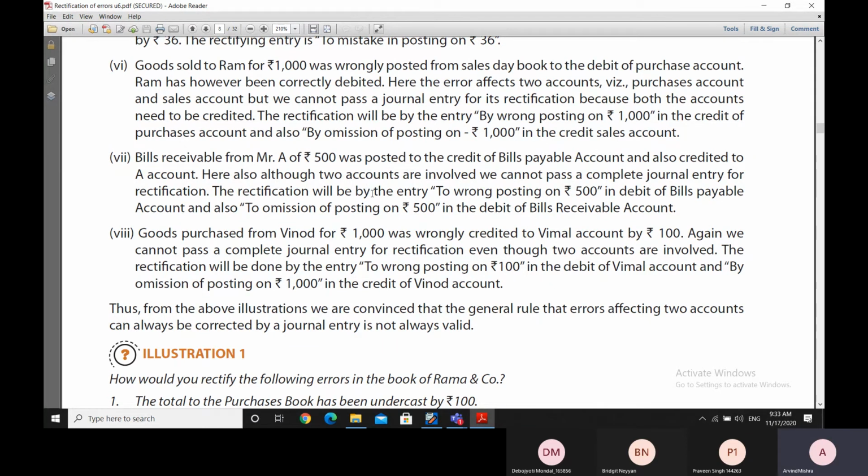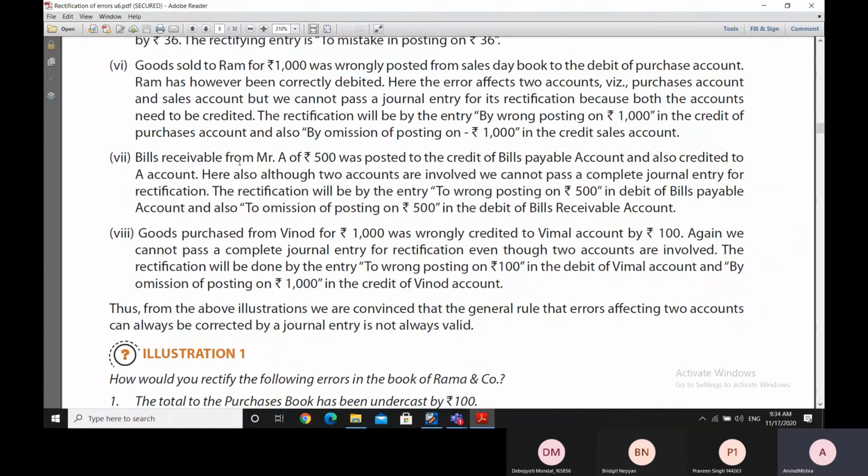Because whenever a bill is received from somebody, we are debiting the bills receivable account and we are crediting A's account. For example, if I receive a bill receivable from A, I will debit the bills receivable account and credit A.